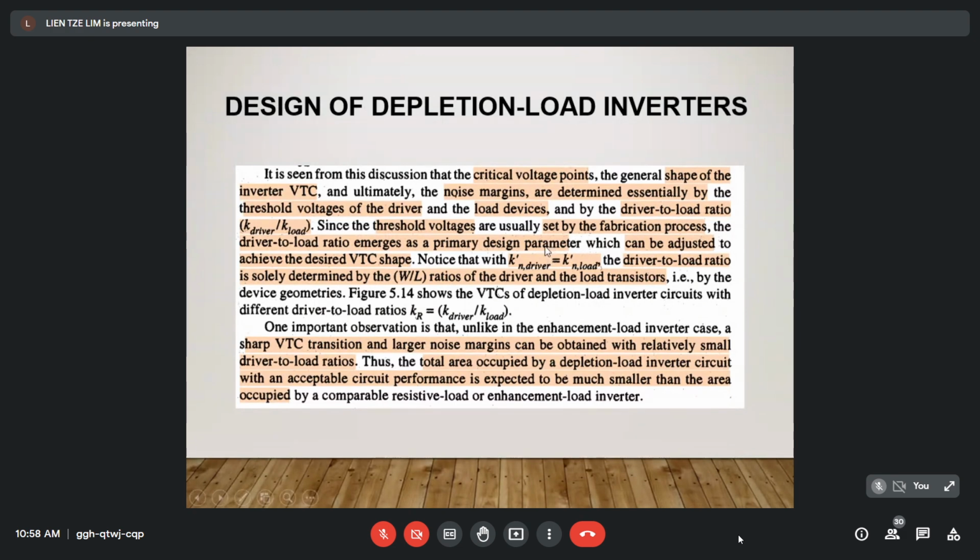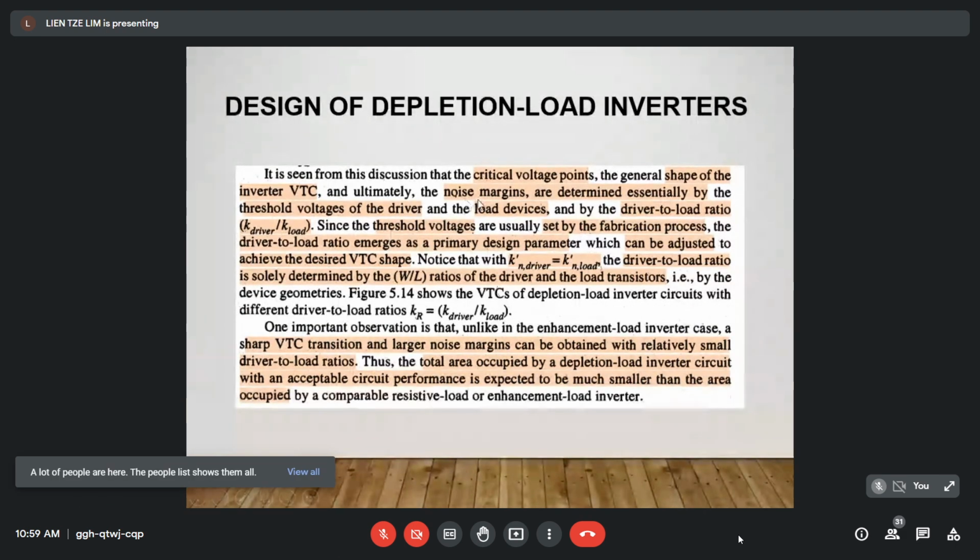Okay, so here there are some descriptions. It is about the driver to load ratio and then the critical voltage points. The general shape of the inverter VTC and ultimately the noise margin are determined essentially by the threshold voltage of the driver and then the load devices. This is the one that I mentioned just now. We need to make sure that the noise margin is high.